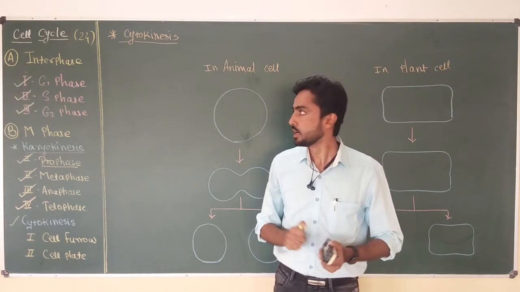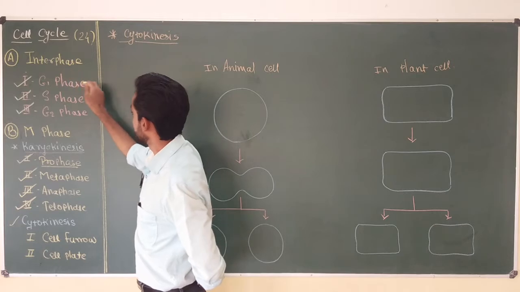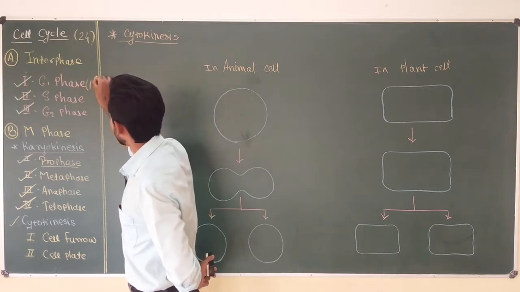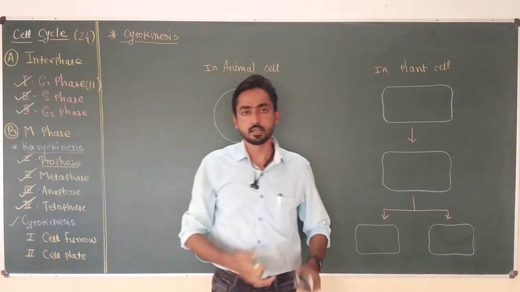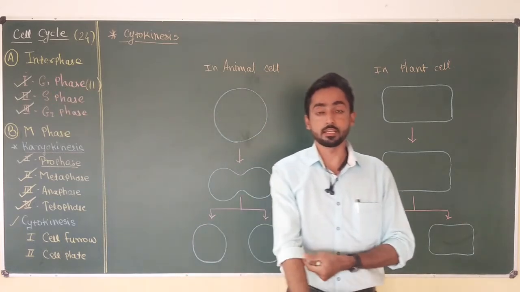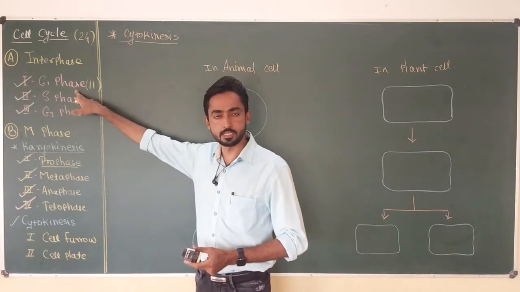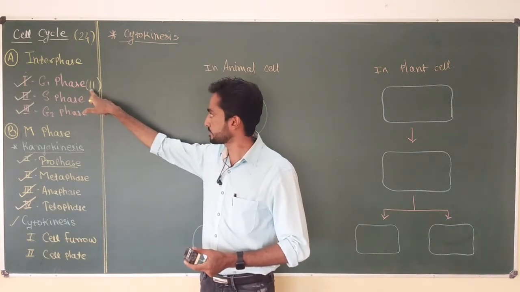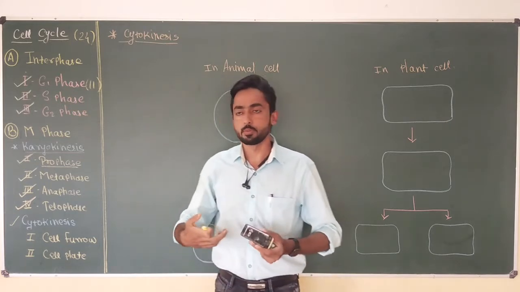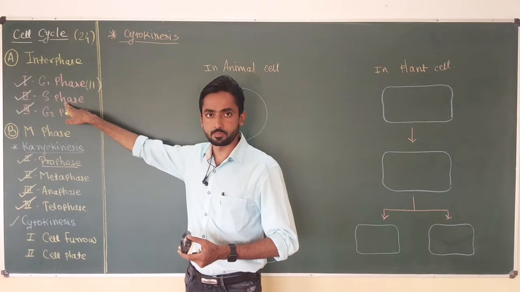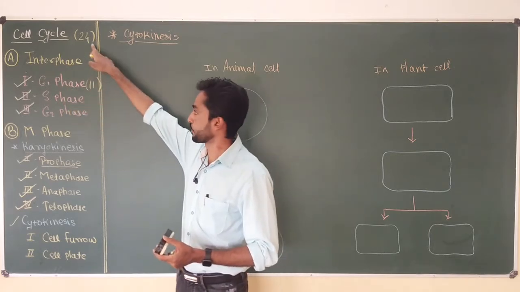for one cell division. Out of this 24 hours, the G1 phase of the interphase requires 11 hours. It is the longest phase, as we know that many important activities take place during the G1 phase of the cell cycle. So it is the longest and most important phase, and in this phase the cell prepares itself for S phase. So G1 phase requires 11 hours out of this 24 hours.